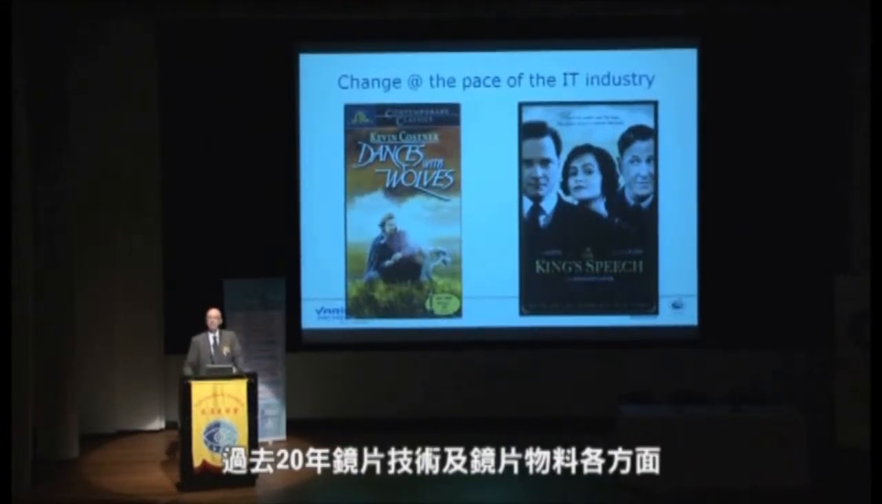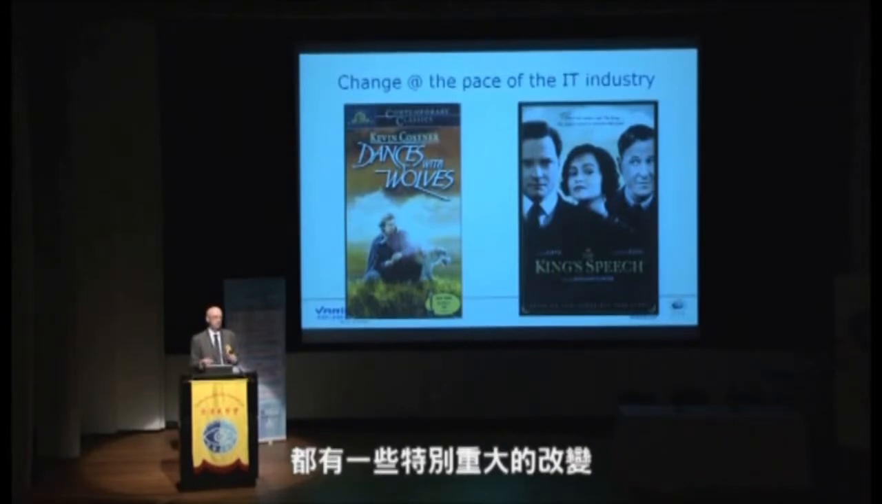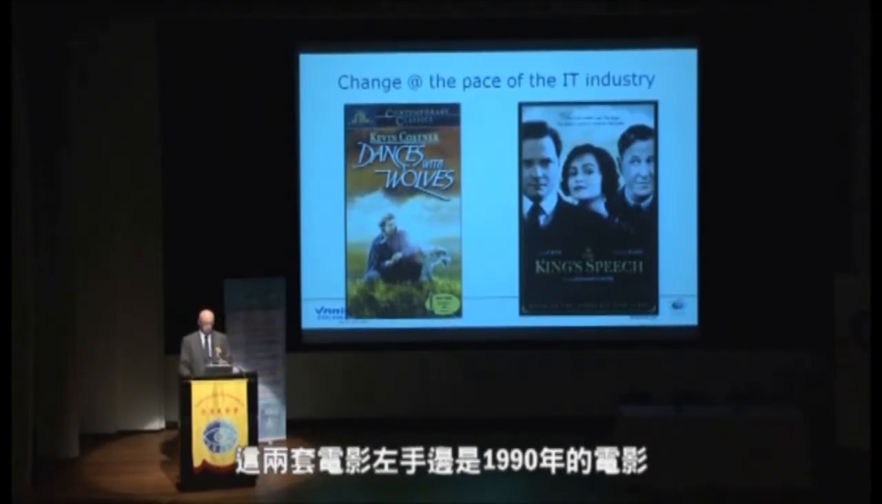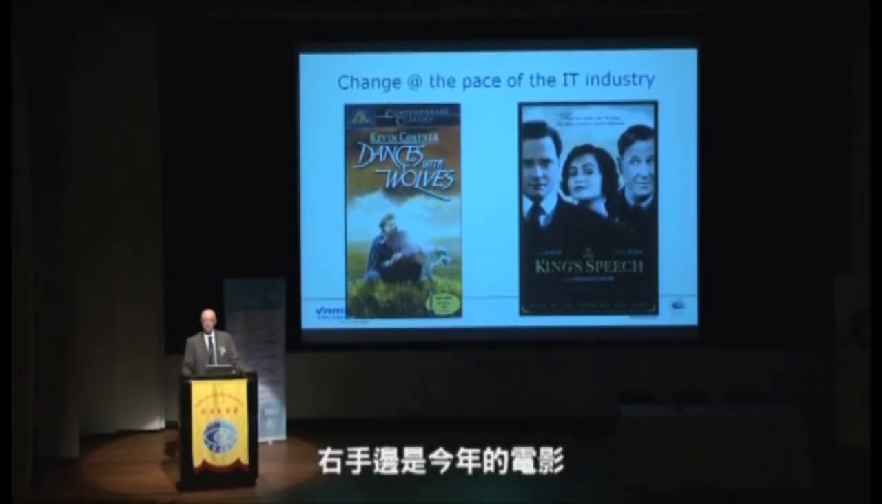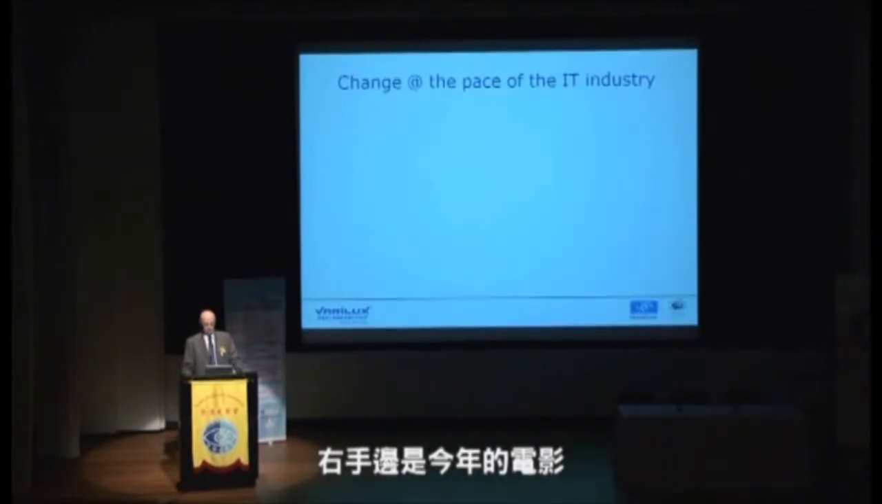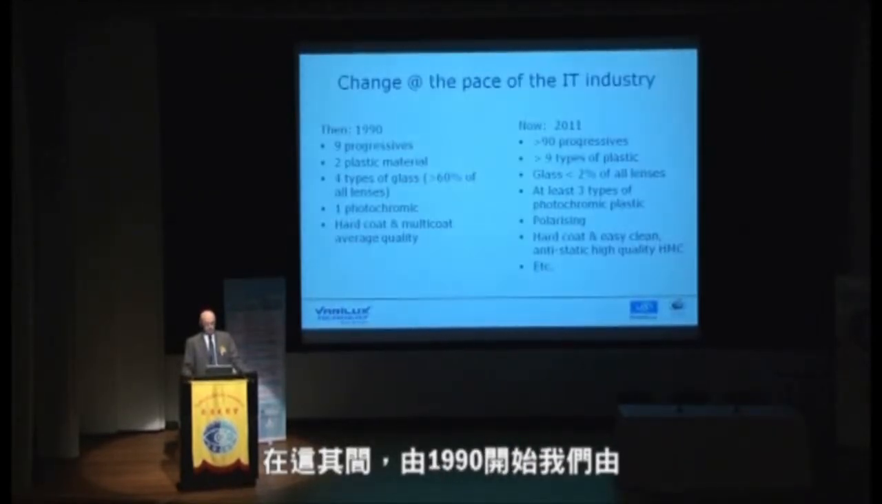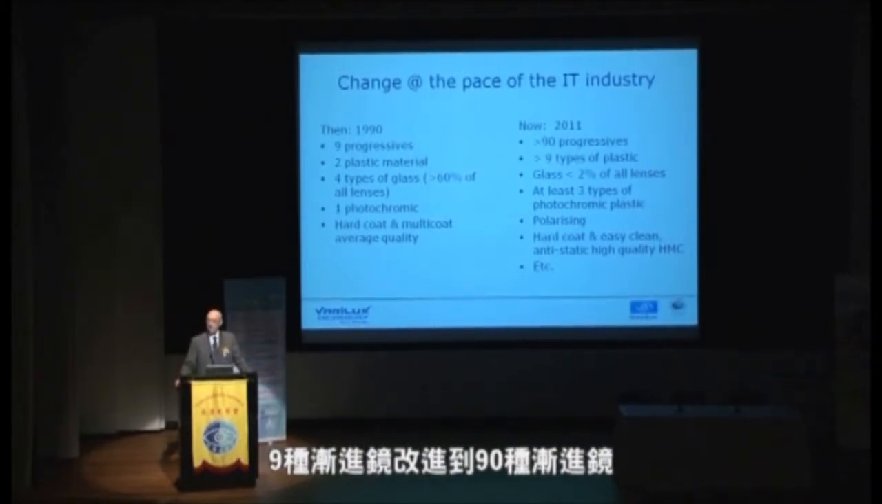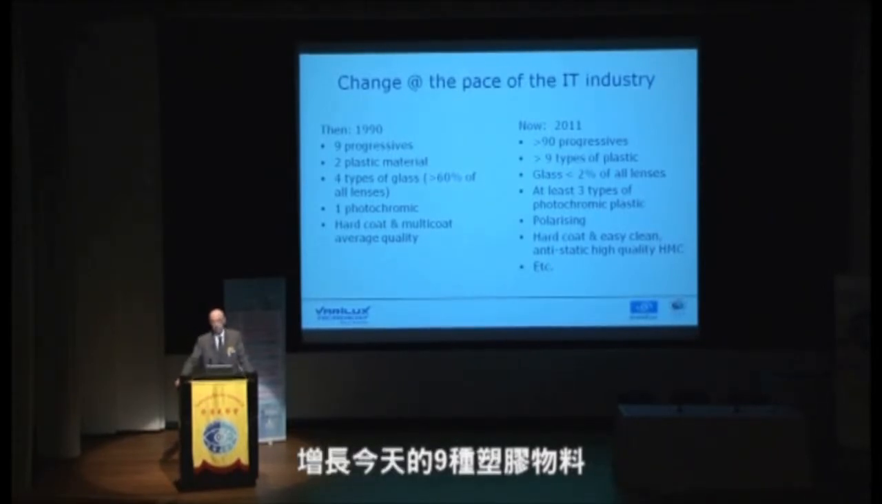In the last 20 years in particular, there have been some significant changes in lens technology, in lens materials. So these two films were from, the first one on the left from 1990, the one on the right from this year. So in that period, since 1990, we've moved from 9 progressives up to more than 90 progressives on the market. 2 plastic materials back in 1990, greater than 9 plastic materials today.